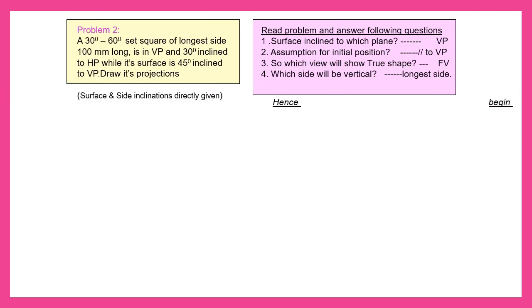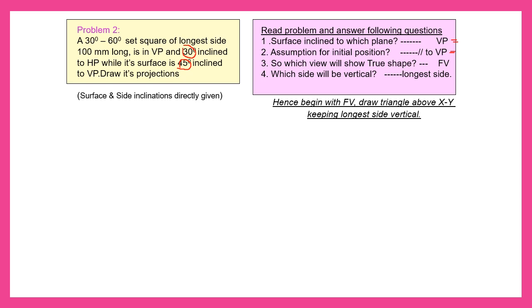Now another problem. A 30-degree set square of long side 100 mm is in VP and 30-degree inclined to HP. This 30-degree inclination is the side inclination, and 45 degree to VP is the surface inclination. Here the surface inclination is given with respect to VP. The surface is inclined to VP, so you have to assume it as parallel to VP. So the set square is parallel to VP.